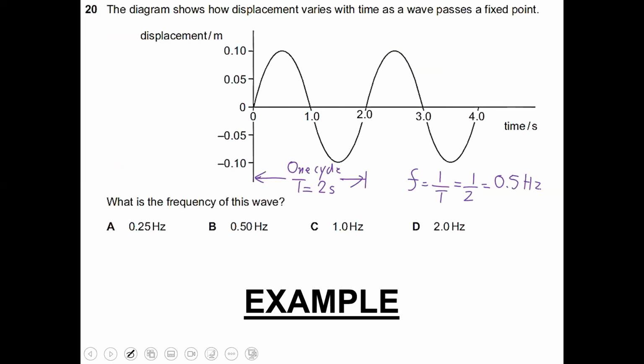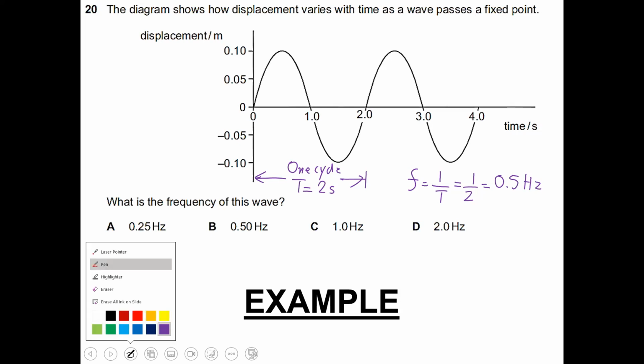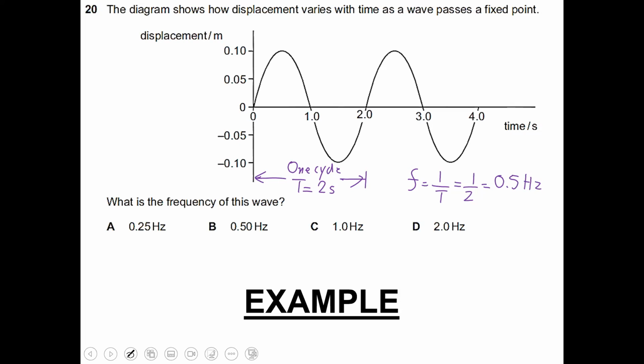Did you get this example? Zainab, can you hear me? How is it 2 seconds for one cycle? 2 is on the x-axis. Now look at the time for one cycle. Look at the graph. Oh, okay. I get it now.